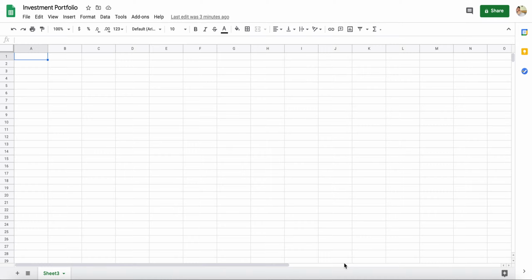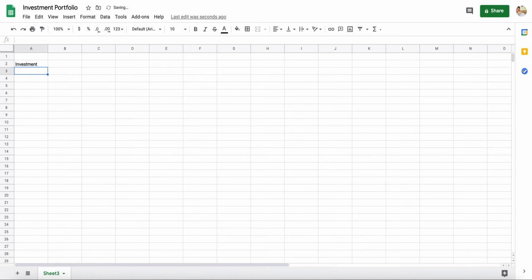If you guys want to follow along, you can follow along. If not, I will be putting a link where you can download this template and just play around with it. So if you guys are following along, just go into Google Sheets and open a clean and empty spreadsheet. Once you do that, let's create some investments.